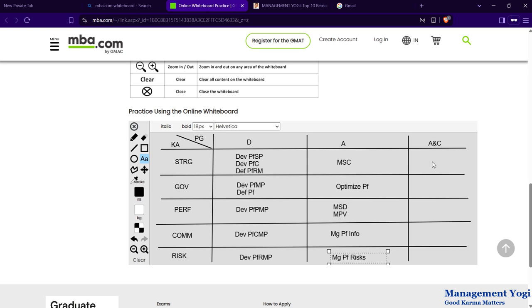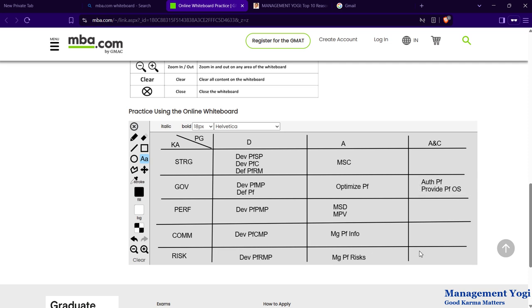Then under authorizing and controlling for strategic management, we have no process. Under governance, we have two processes. The first process is authorize portfolio. So I'll say auth PF. The next one is provide portfolio oversight or OS. Then we do not have any process with respect to performance, communication, or risk.